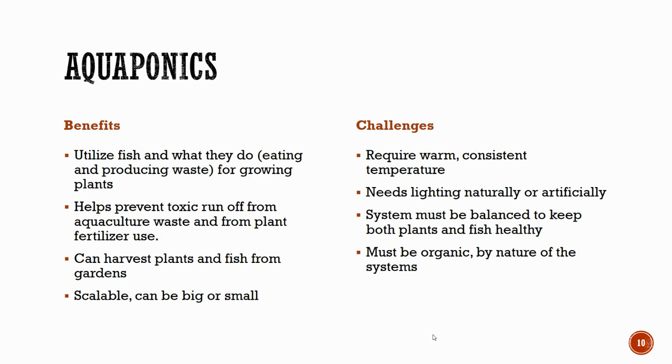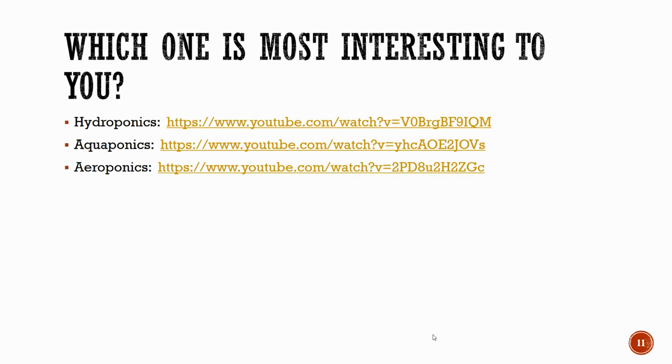We don't want to have excess waste that the plants can't utilize in time, but we also don't want to have not enough waste. So there's a very detailed balancing act between the number of fish and the number of plants. By nature of this system, they are almost always organic, simply to make sure they're not harming the fish with any chemicals.